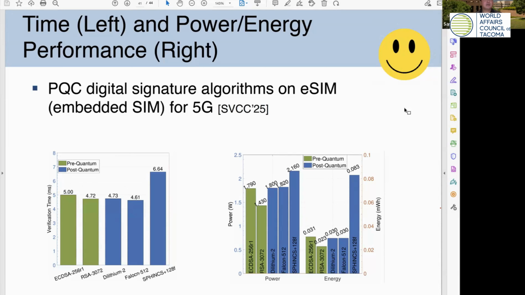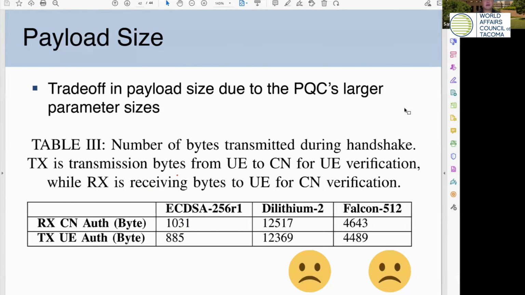So the positive, we actually realized that time, power, and energy performance are comparable, similar, or even better. And power and energy are very important for these mobile devices. But the trade-off, the negative, was in the payload size as well as the packet size for transmissions. This was because of the larger parameter size of the post-quantum cipher. The key size increased compared to pre-quantum. The digital signature size also increased compared to pre-quantum. So this makes the message size larger when it comes to these communication protocols.